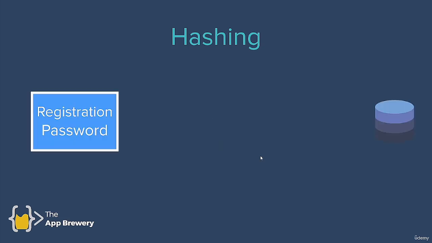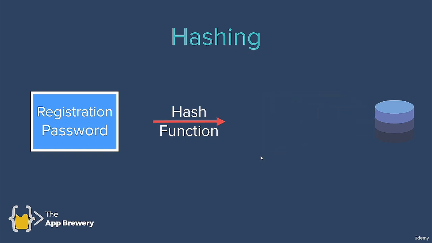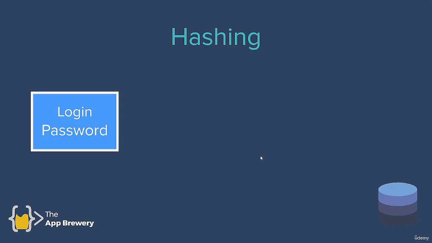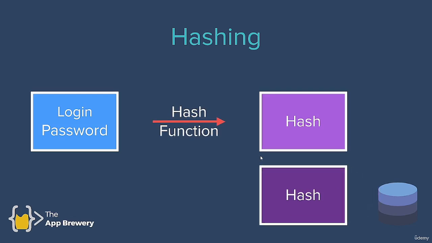So when a user tries to register on our website, then we ask them for the registration password, which we turn into a hash using our hash function, and then we store that hash on our database. Now, at a later point, when the user tries to log in and they type in their password, then we again hash that password that they typed in to produce a hash, and then we compare it against the hash that we have stored in our database.